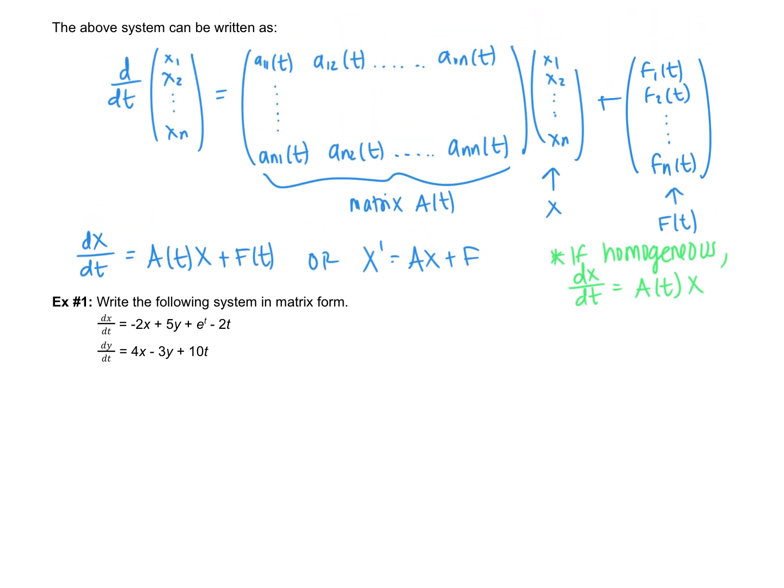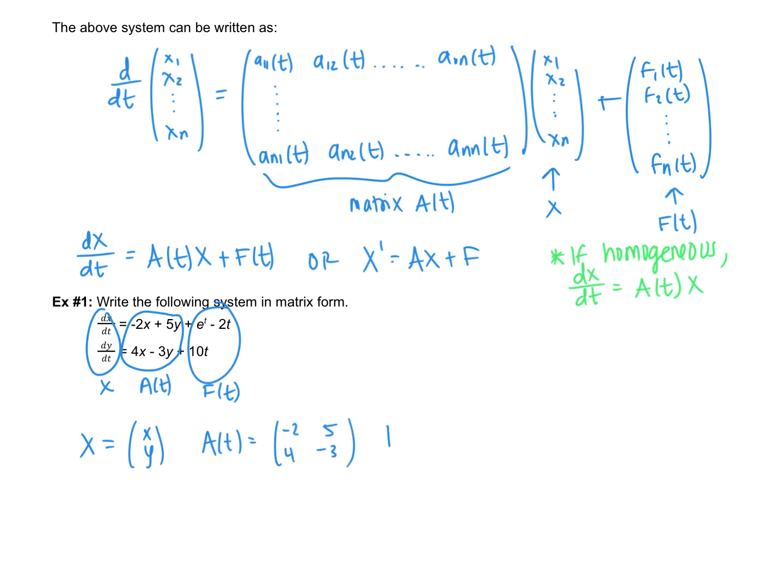First thing that we want to do is be able to write a system in matrix form. And so here is our example. So this dx/dt is our X. Our coefficients will be our A of t, and then those functions at the end are our F of t. Okay, so our X is just x and y. Our A of t is the coefficients, so the -2, 5, 4, and -3. And our F of t is that e to the t, minus 2t, and the 10t.